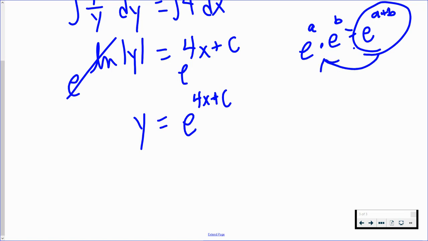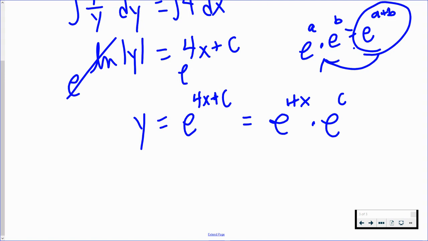Think about what we have here. We have e to the 4x plus c. We could say that that is equivalent to e to the 4x times e to the c. That's just using our basic exponent rules.